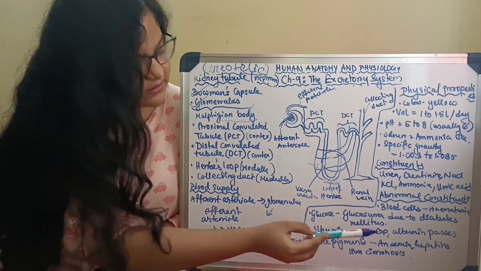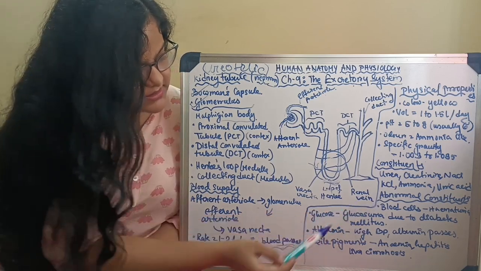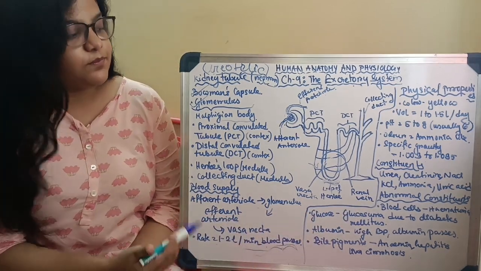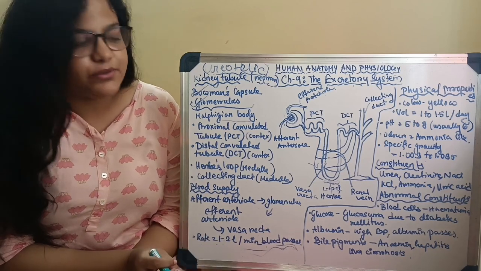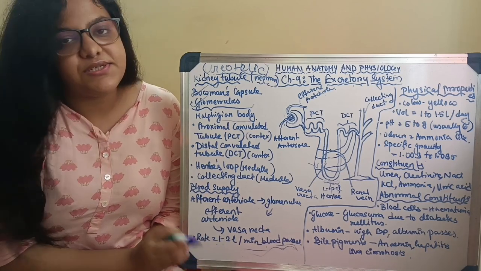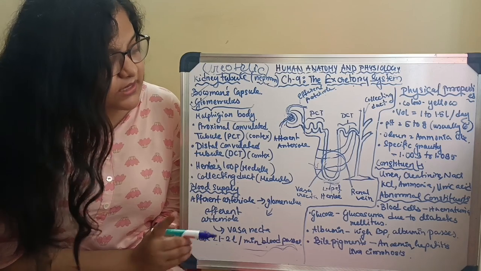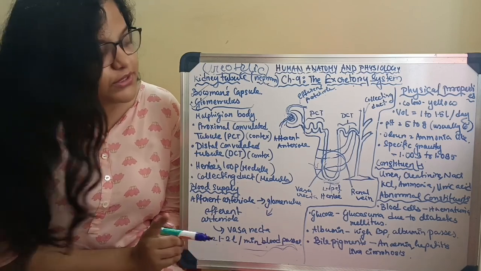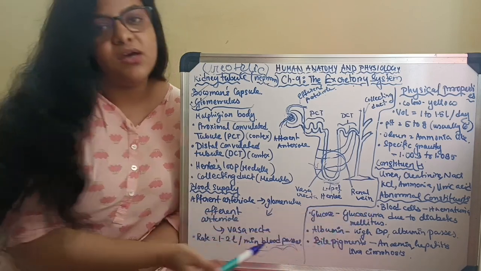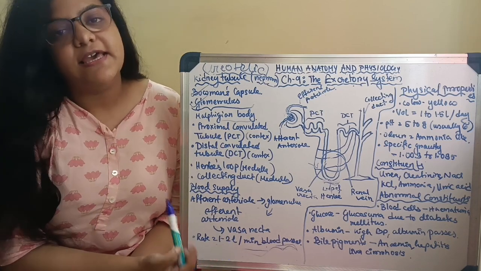So what are they? First being the blood cells. Now sometimes blood cells or blood is passed out in the urine, which we obviously know is due to some infection. But that condition of passing of blood through the urine is known as hematuria. Okay, what is it called?